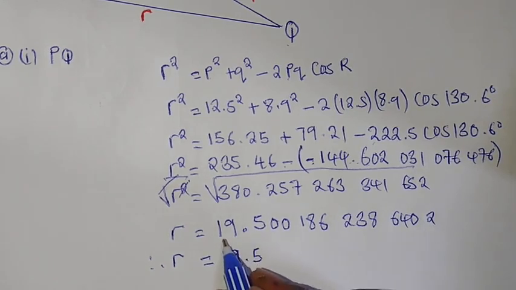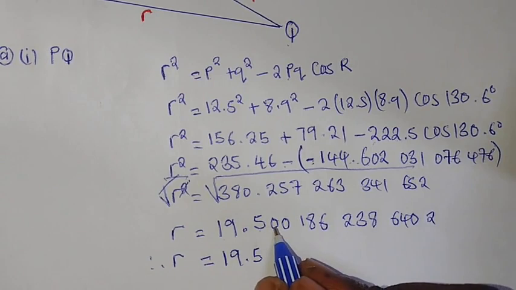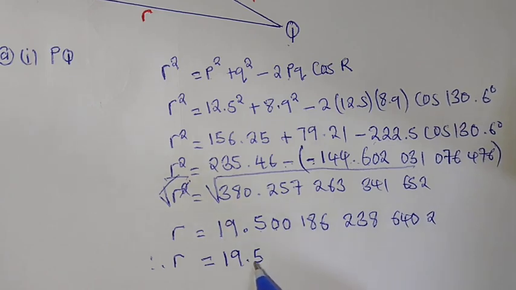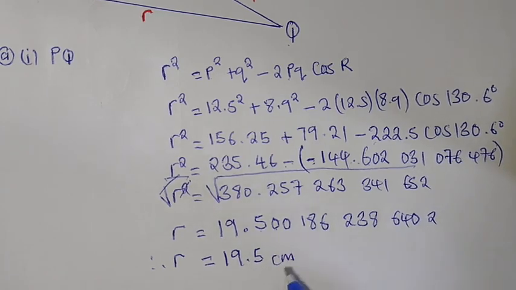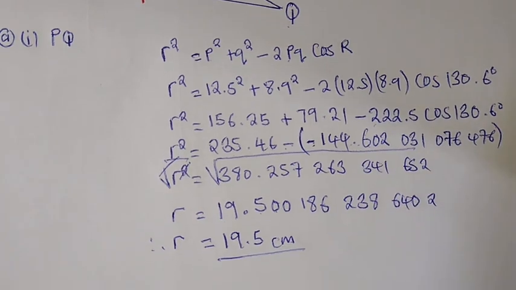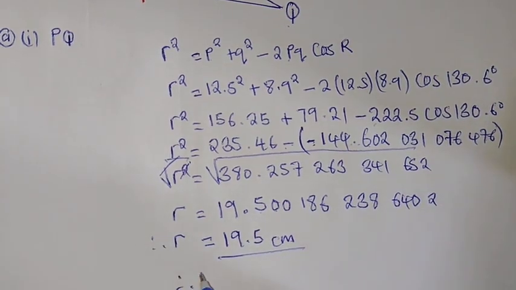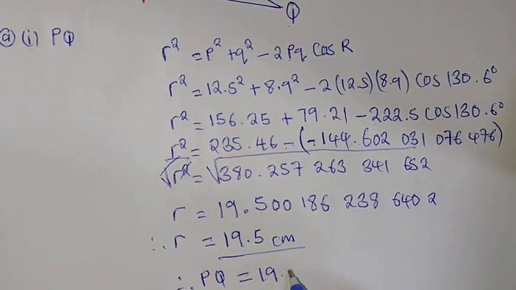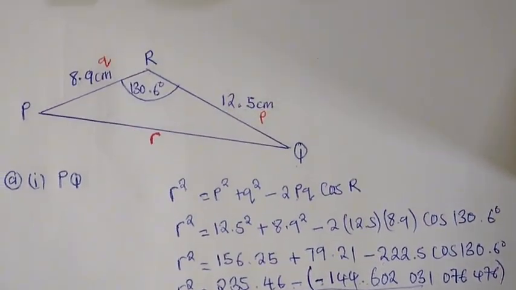19.5. So 1, 2, 3. This number 0 is less than 5, so it can't round up the 5. So 19.5 centimeter. So this was our distance for PQ. Therefore, PQ equal to 19.5 centimeter.